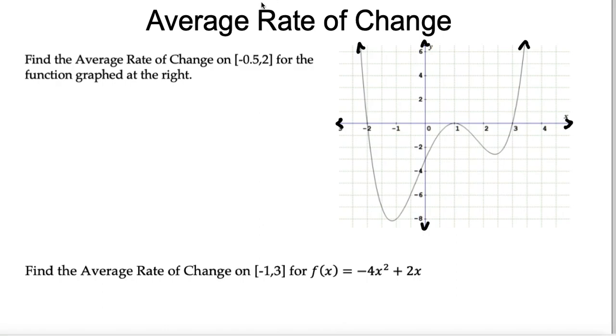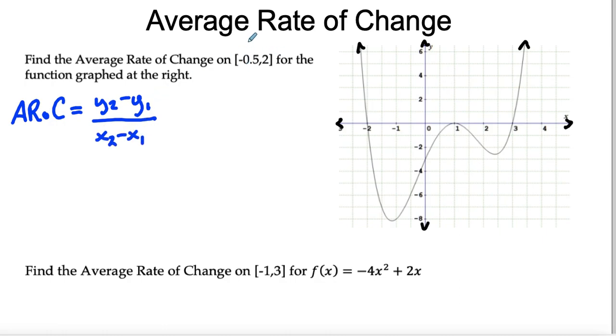Finding the average rate of change on a function. We'll do the first one based on a graph, and the second two will just be based on functions. Just keep in mind whenever you're finding the average rate of change, it's just the slope formula, because we're trying to figure out what's the average change between two x values on this interval or over time. So you can just think of it as the slope formula: y2 minus y1 over x2 minus x1.